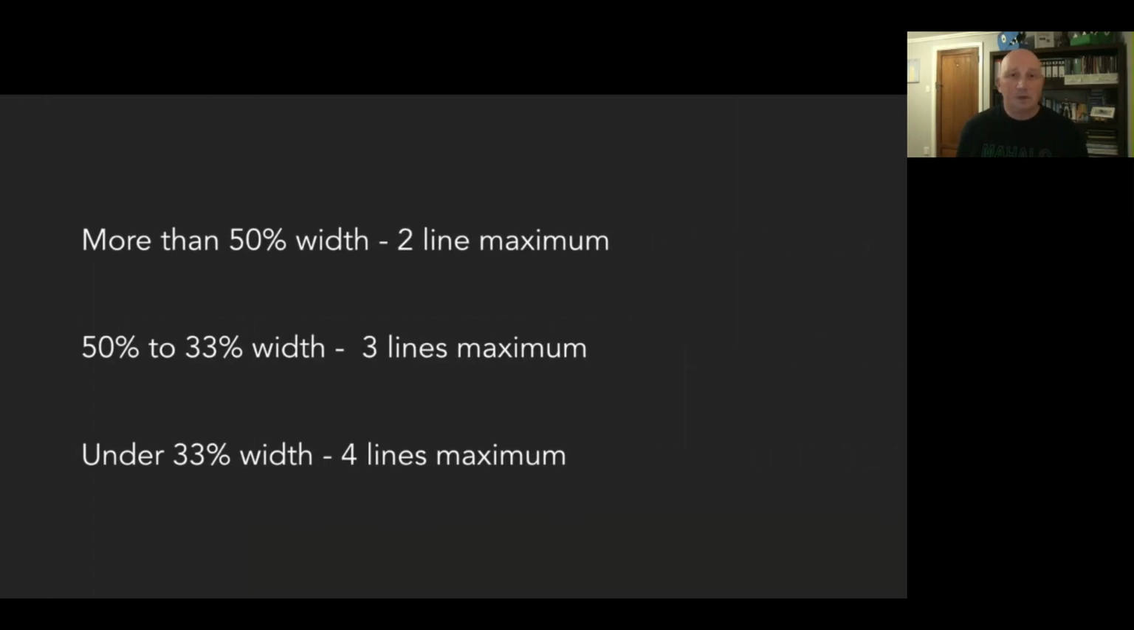Next one. Center justified text. Right, here's a quick rule. When you're looking at a website, if you've got more than 50% of the width and center aligned text, only have it as a 2-line maximum. If it's between halfway and a third, make it a 3-line maximum, and if it's less than a third of the screen, have 4-line maximum. That way you can make sure that the text is nice and easily readable.